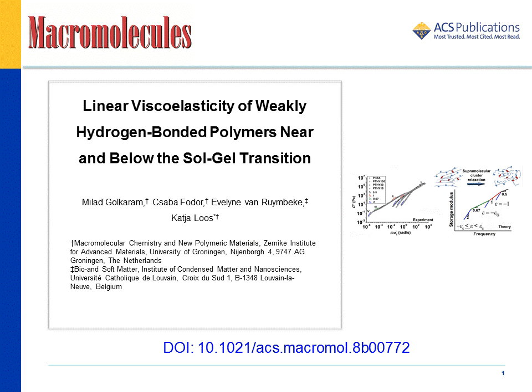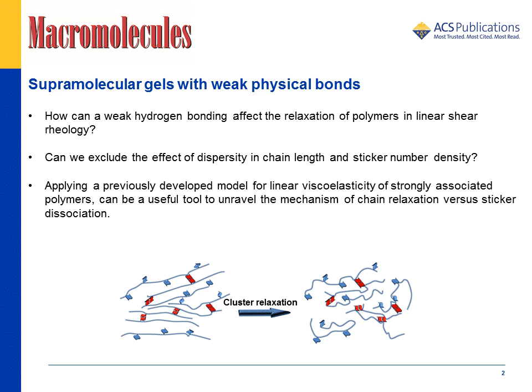The title of this work is Linear Viscoelasticity of Weakly Hydrogen-Bonded Polymers Near and Below the Sol-Gel Transition. Studying the linear rheology can give insights into the dynamics of polymeric material, especially if the polymers consist of additional interaction such as hydrogen bonding. The effect can be interesting, as there will be an interplay of association kinetics versus polymer chain relaxation.